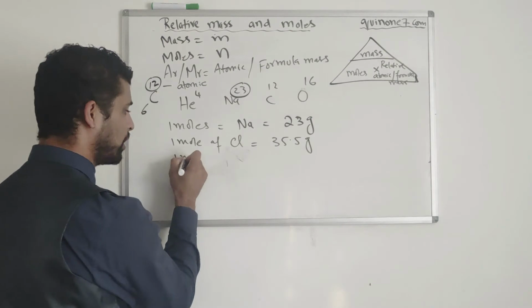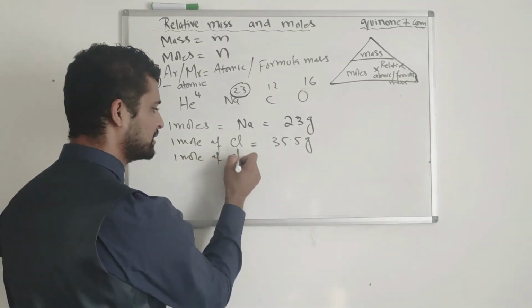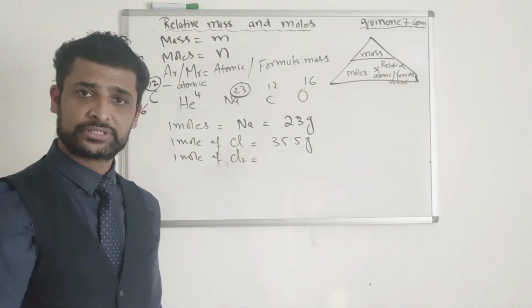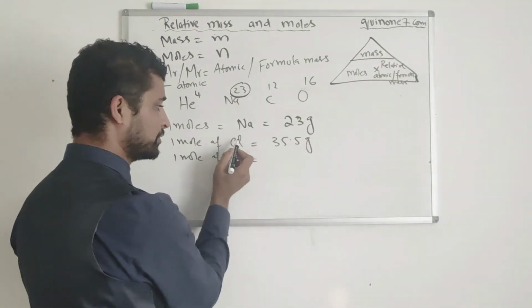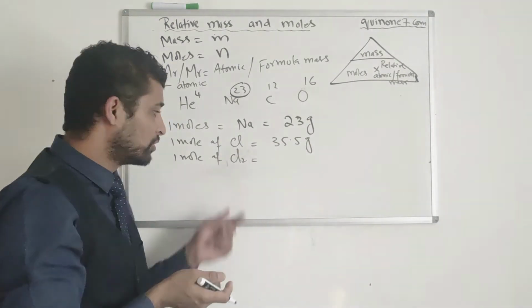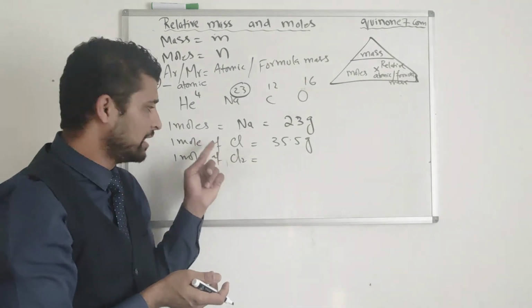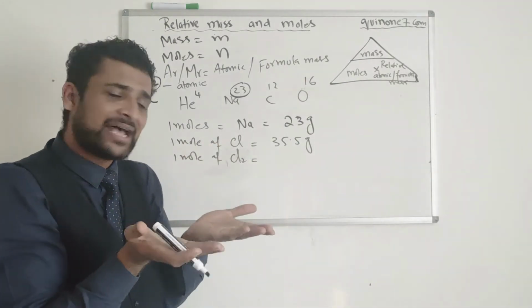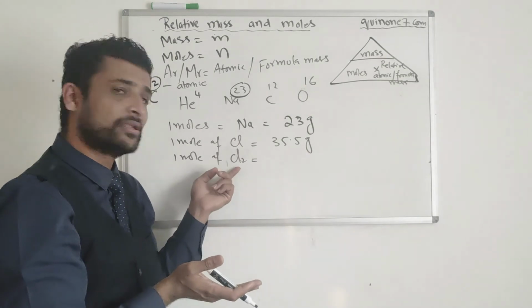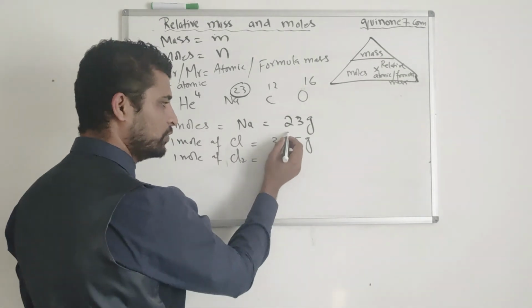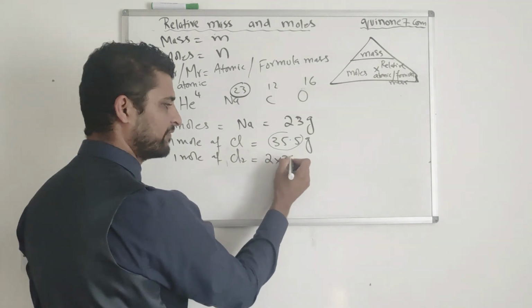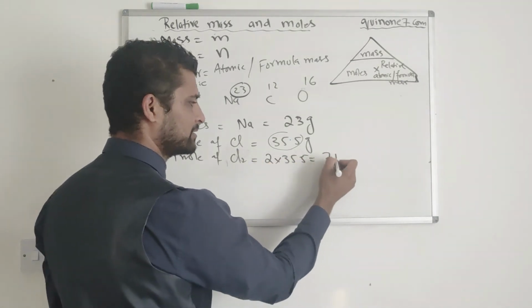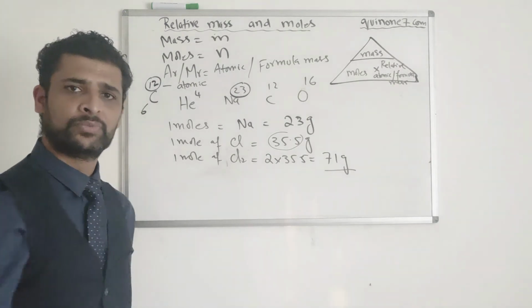But if I say 1 mole of Cl2, how much is it going to be? As I said, it will still be 6.022 times 10 to the 23 for both of them, but because here you have 2 chlorine and here you have 1 chlorine, the mass will be higher in this one. All you have to do is times the big number written by 2. So 2 times 35.5, and that is 71 grams.